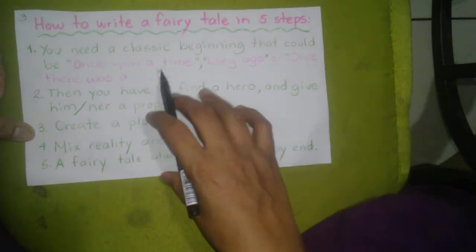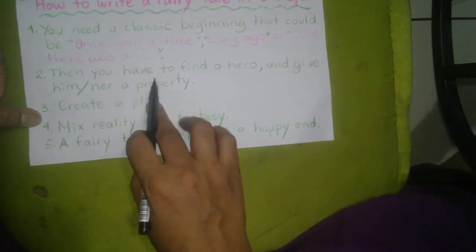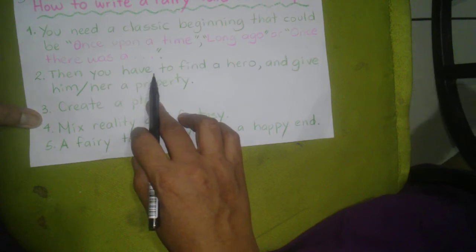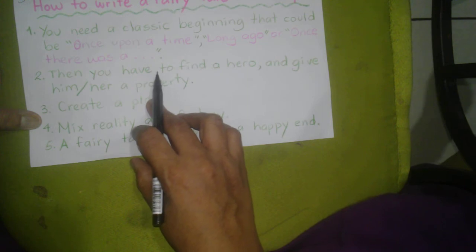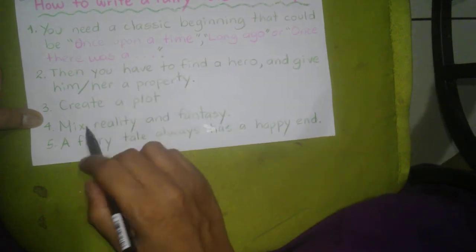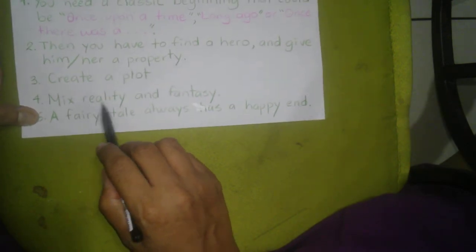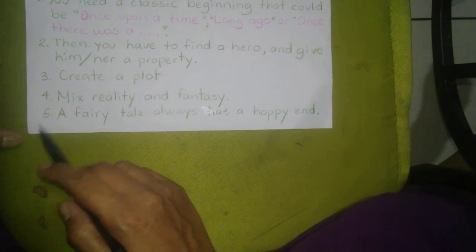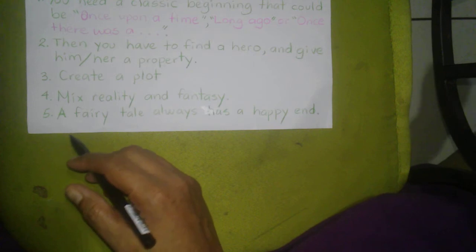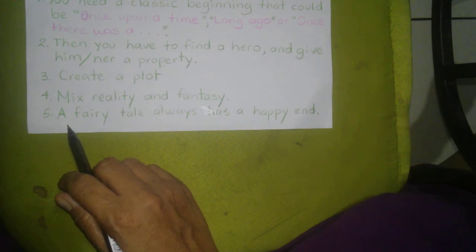Number three, create a plot. In this case, when you are trying to create a plot, remember that a plot are the main events of a play, novel, film, or similar work. Plot is the sequence of events, right? Okay, number four, mix reality and fantasy. Here exists a mix, right? A mix of reality and fantasy. Number five, a fairy tale always has a happy end. Never wait for an ugly end or a sad ending, right? A fairy tale always has a happy end, right?